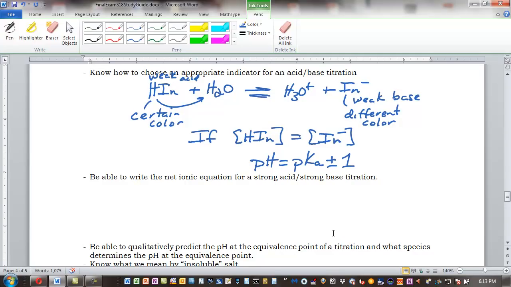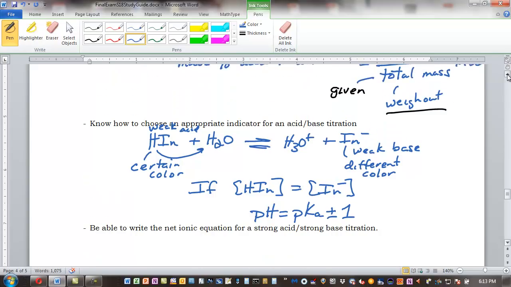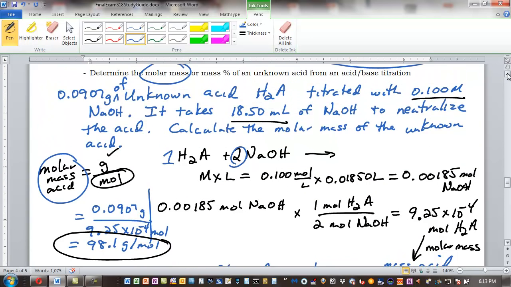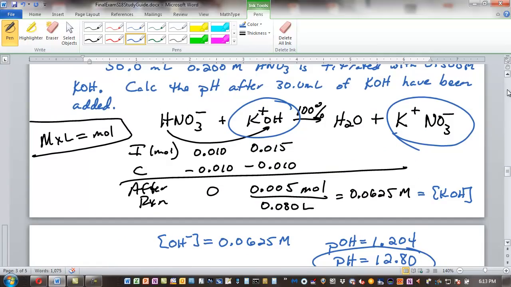All right, what is the net ionic equation for a strong acid, strong base titration? What's the real reaction that happens in an acid-base titration? So let's go back up to the titration we just looked at. Where's our strong acid, strong base titration? It's further away. All right. So here's our strong acid, strong base titration. What's really happening in that solution? Well, we produce a salt and water, but what's the real reaction?